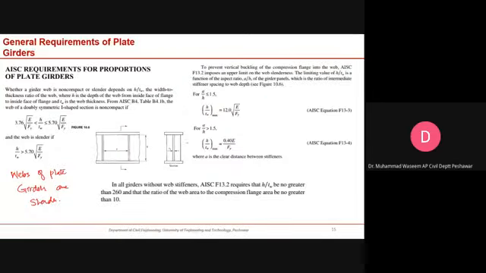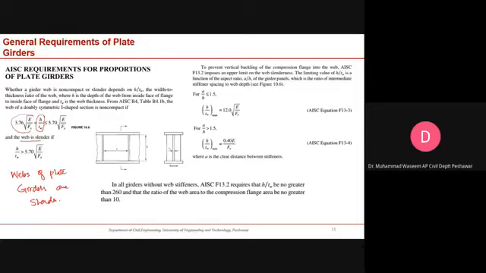If I go to the AISC requirements for selecting the geometry of plate girders, there are some guidelines, and these guidelines are based on this web depth to thickness ratio. There are certain limits. If the depth to thickness ratio is greater than this value and less than this value, then your web will be classified as slender.